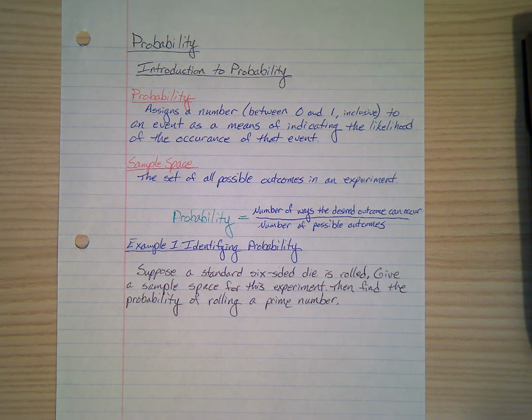So what is probability? Well, it assigns a number between 0 and 1 to an event as a means of indicating the likelihood of the occurrence of that event. Obviously, the number that is closer to 0 is less likely to occur, and a number closer to 1 is more likely to occur. The other vocab word that we really need to know from today is called sample space. This is a set of all possible outcomes in the experiment. So probability in a nutshell is the number of ways the desired outcome can occur over the number of possible outcomes, or the sample space.